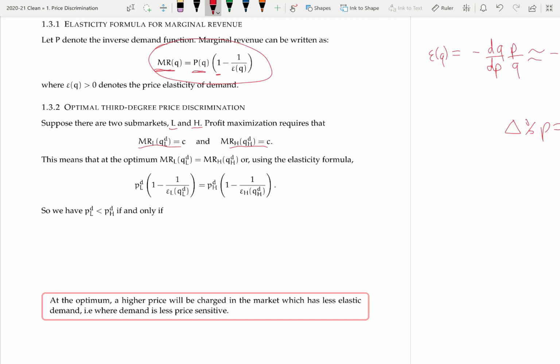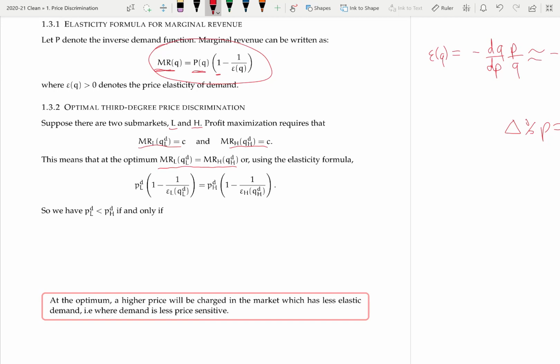So if we look at those two equations, we see this marginal revenue is equal to C, this marginal revenue is equal to C, and so they must be equal to each other, right? So at the optimum, the marginal revenue in each market must be equal. Another way to think about this is if the marginal revenue were different in each market, then the revenue could be increased because we could reallocate the quantity sold from one market to the other. So from the market with the low marginal revenue to the market with the higher marginal revenue.